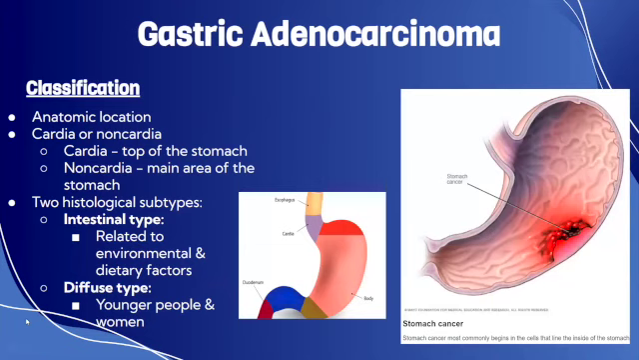Classification is based on anatomic location, cardia or non-cardia. So cardia is the top of the stomach and non-cardia is the main area of the stomach. And there are 2 histological subtypes, intestinal and diffuse. Intestinal type is related to environmental and dietary factors, and the diffuse type is more so in younger people and women.